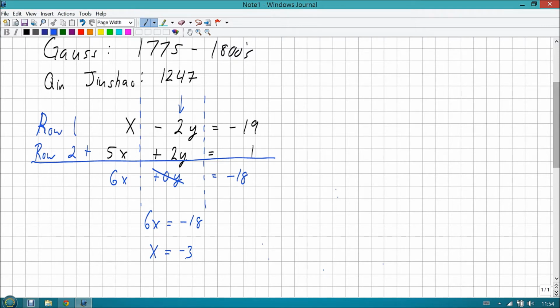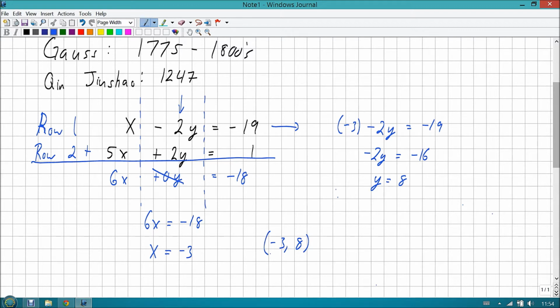We plug that negative 3 back into one of the equations. I'm going to use row 1's equation just because the x is by itself, and so it should be easier. So we have negative 3 minus 2y is equal to negative 19, which means that we have negative 2y is equal to negative 16, which means that we have y is equal to positive 8. So the answer to this system of equations would be at the location negative 3, 8.